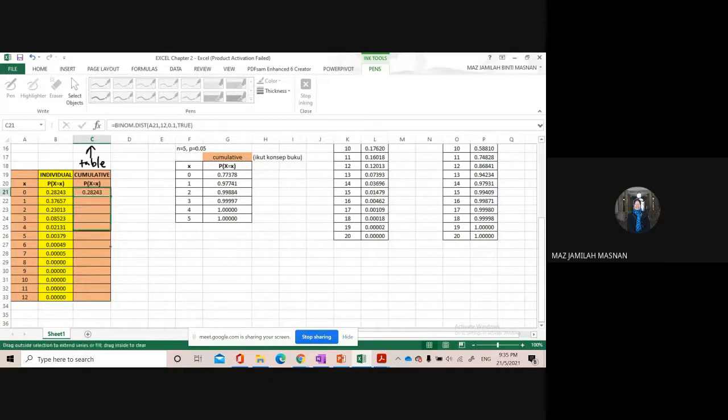So drag downward until number 12. If you look, the reason why from 8 until 12 we get 1 is because when we add up until the 7th value, it's already 1. That's why the rest got 1 here, because this is just the summation of all the probability values.